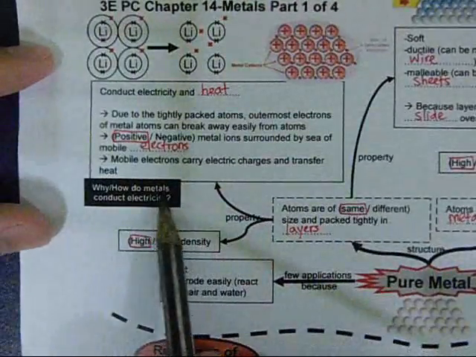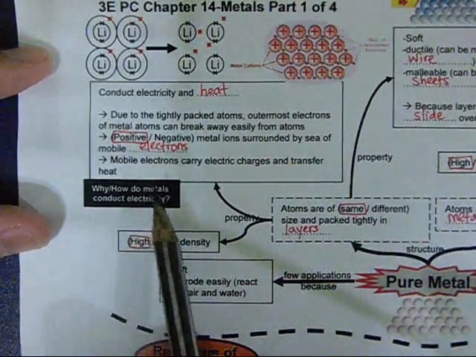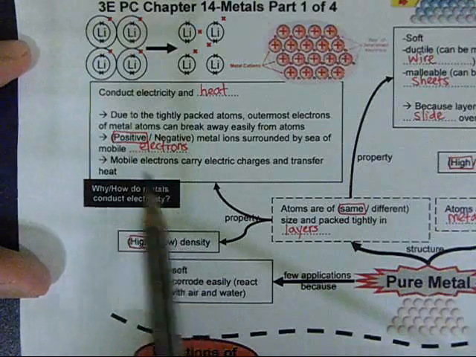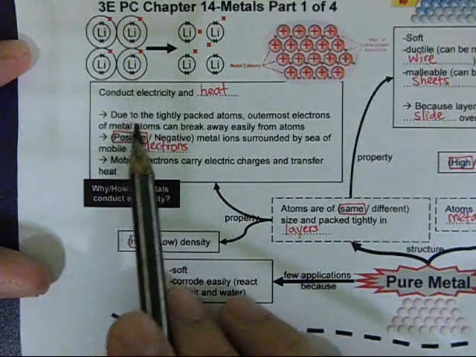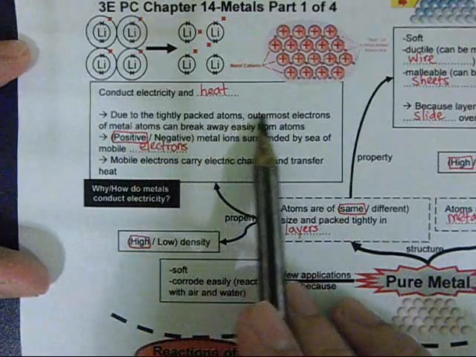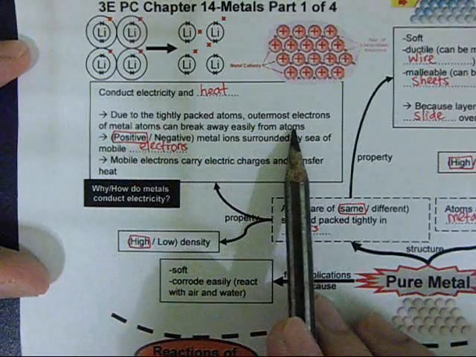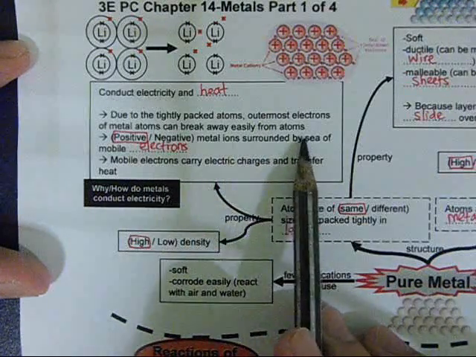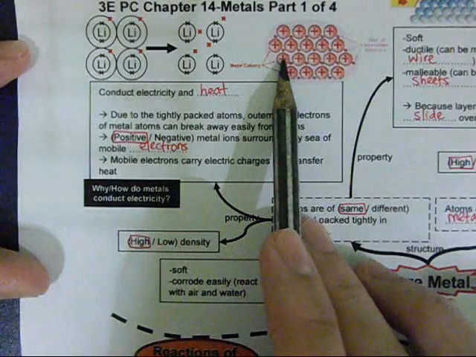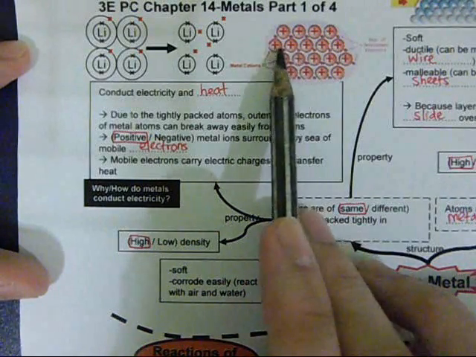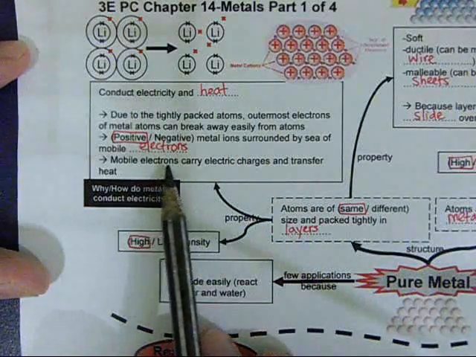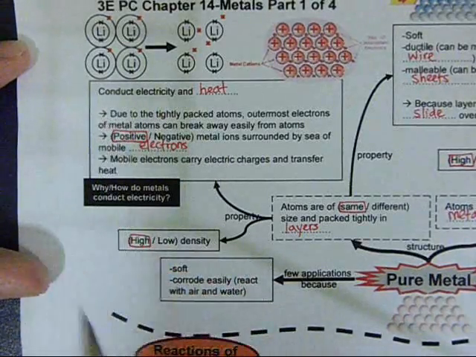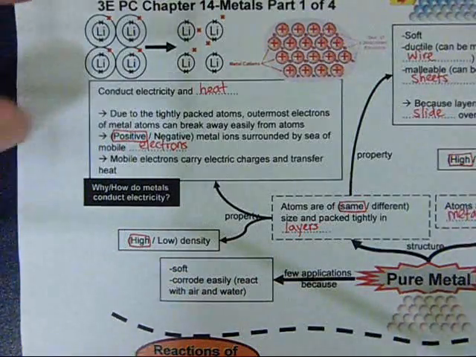And over here would be, why do metals conduct electricity? This is actually the same as the bonding chapter under metallic substances. So why do metals conduct electricity? Because due to the tightly packed atoms, outermost electrons of metal atoms can break away easily from the atoms. And the result would be positive metal ions surrounded by a sea of mobile electrons. So you have positive metal ions here surrounded by the dots here, which are the delocalized electrons, and the mobile electrons can carry charges and transfer heat. So this, again, 3 key points why metals can conduct electricity.